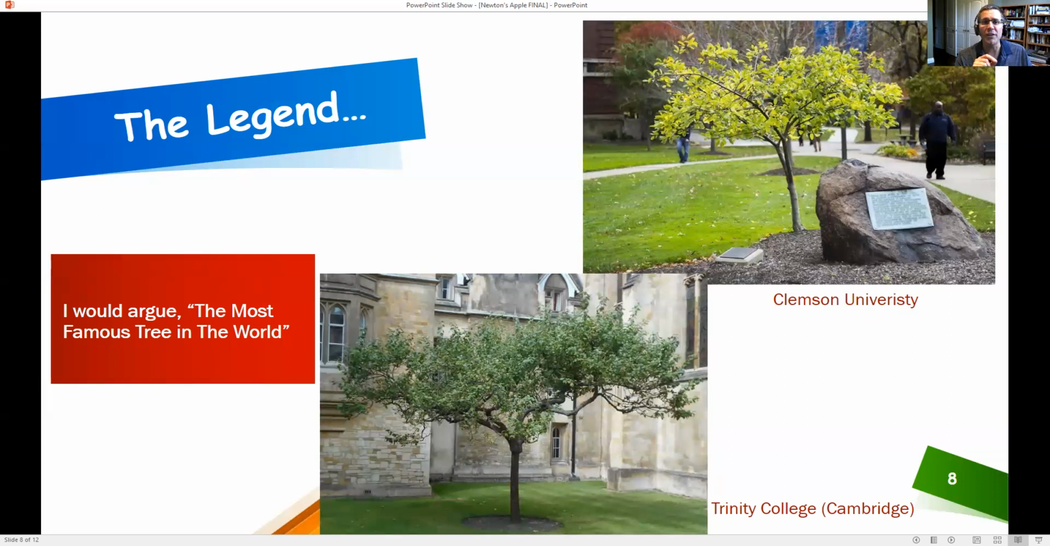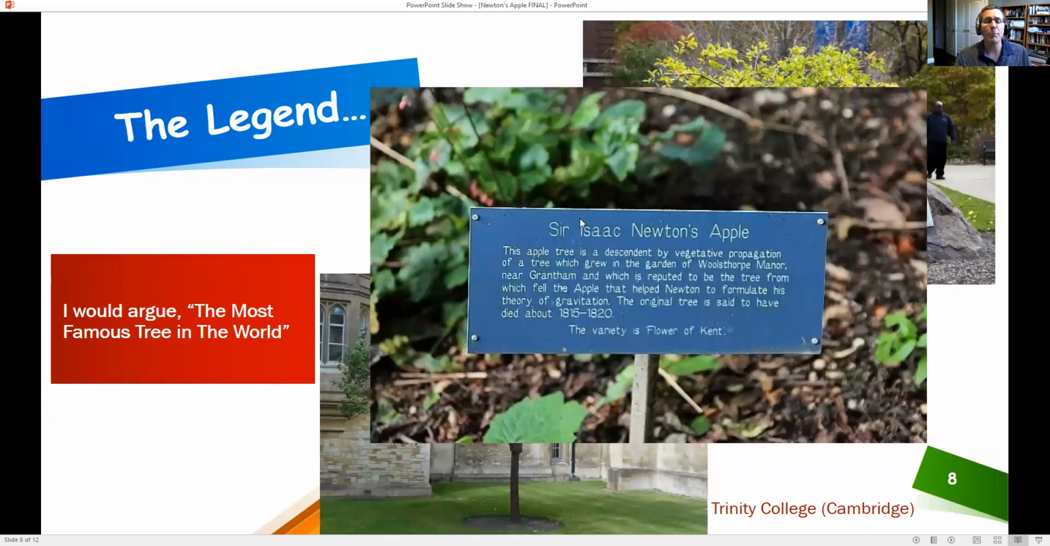And so when you go to universities and wander around campuses, you can oftentimes see these things that look like apple trees, and you're going to see plaques sitting near them. And you might think, oh, why is there a plaque near a tree? And if you go up to one plaque or a sign, it might say something that looks like this. So here's a plaque that you would see underneath a tree, Sir Isaac Newton's apple. This apple tree is a descendant by vegetative propagation of a tree which grew in the garden of Woolsthorpe Manor near Grantham, and which is reputed to be the tree from which fell the apple that helped Newton to formulate his theory of gravitation. The original tree is said to have died about 1815 to 1820.